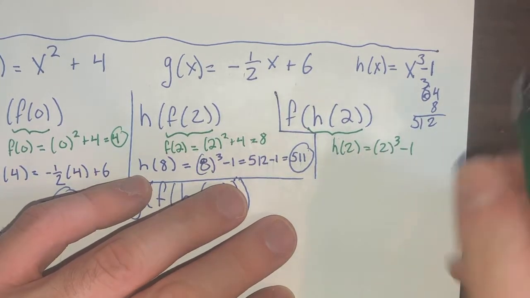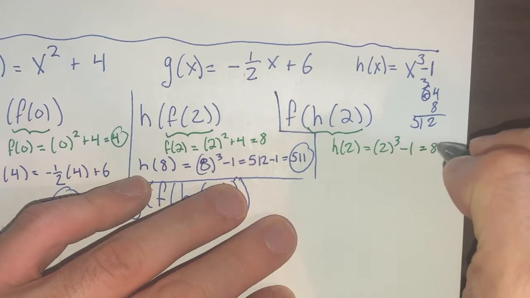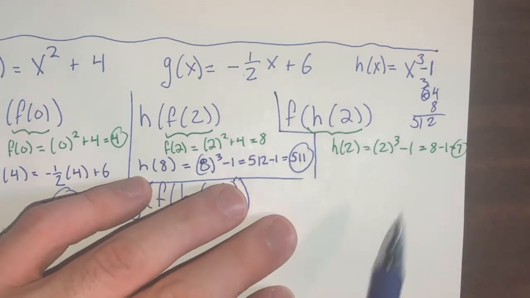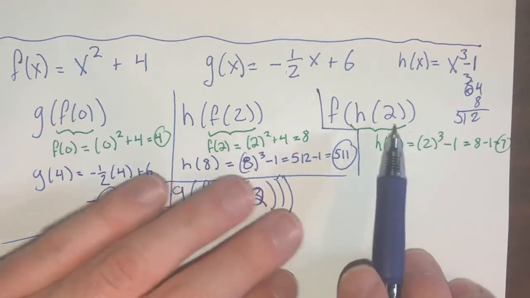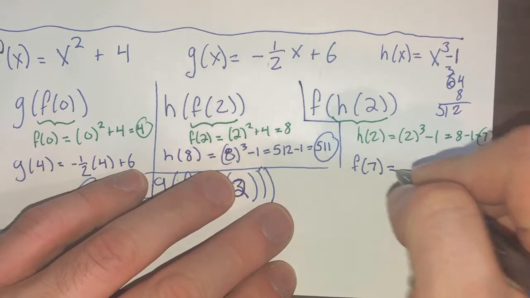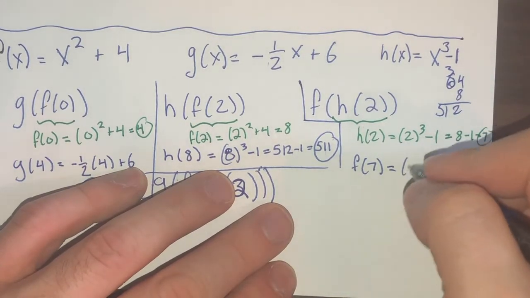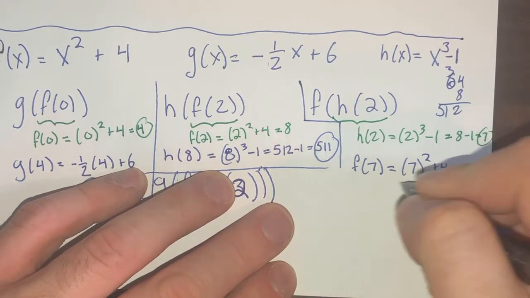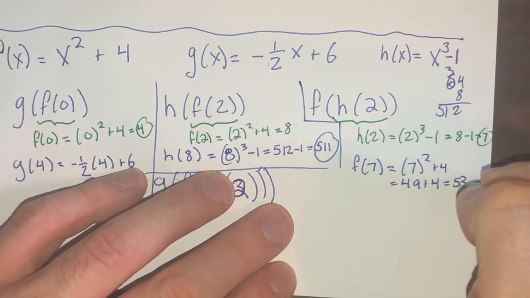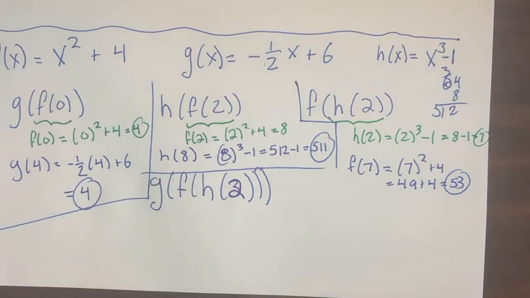So 2 cubed is 8. Minus 1 is 7. And now I'm going to take 7 and plug it into what function? f. So I'm looking for f of 7, which is 7 squared plus 4, which is 49 plus 4, which is 53. Okay? Lastly, let's look at g of f of h of 2.